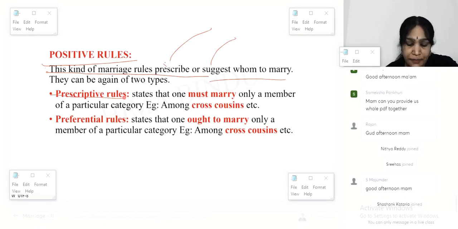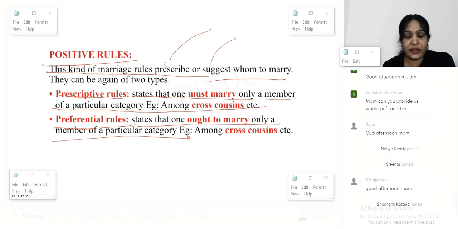They can be two types. Prescriptive rules state that one must marry only a member of a particular category, such as a cross cousin. You have to marry your cross cousin. A preferential rule states that one ought to marry a member of a particular category among cross cousins. I have given cross cousin as the example for both.